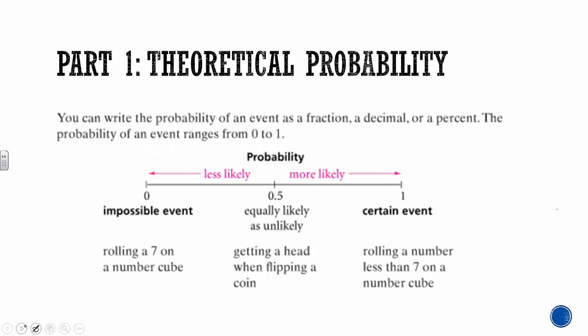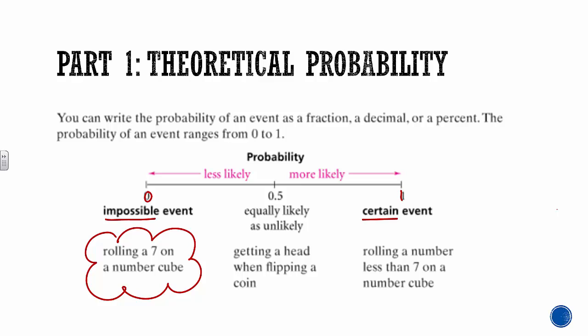You can write the probability of an event as a fraction, decimal, or a percent. All are okay. The probability of an event ranges somewhere between 0 and 1. If something has a probability of 0, that means it's totally impossible. So an example would be like rolling a 7 on a number cube. There's only numbers 1 through 6. It is totally impossible to roll a 7. And then a probability of 1 means that it's absolutely certain. Like it has to happen. There's no other choices. So something like rolling a number less than 7 on a number cube, because your only options are 1 through 6.